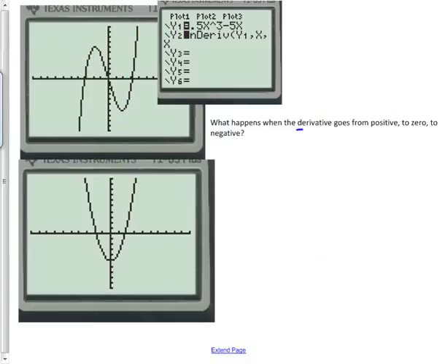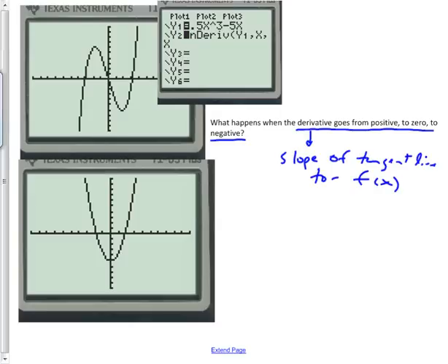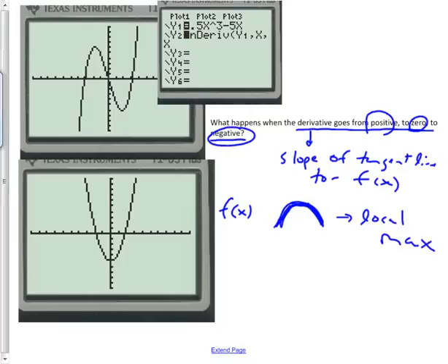Okay, what happens when the derivative goes from positive to 0 to negative? Well, we already sort of were thinking about that. Remember, the derivative is the slope of the tangent line for the function itself. So if it goes from positive, that's having a positive slope, I'm looking at the function. And then it has 0 slope, so 0. And then it goes to negative slope. So it looks like there we should have a local max. Well, is that true?